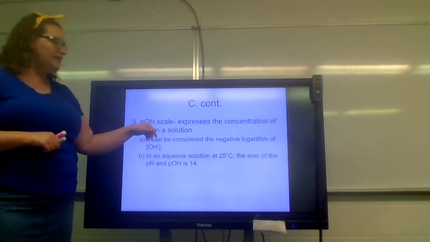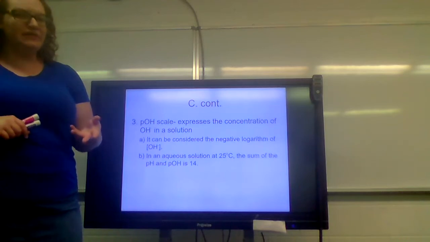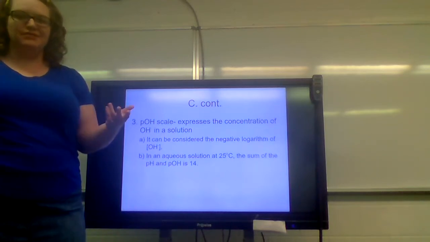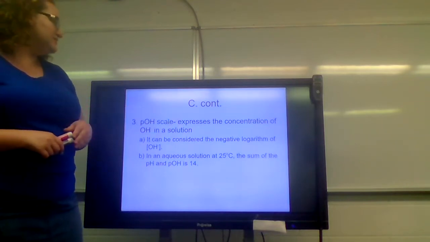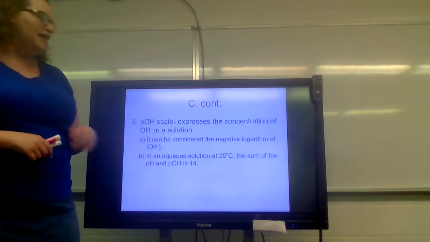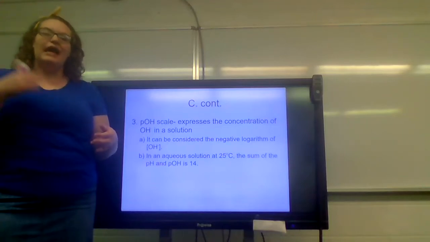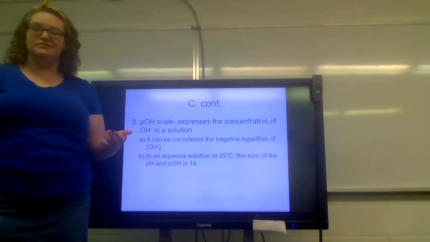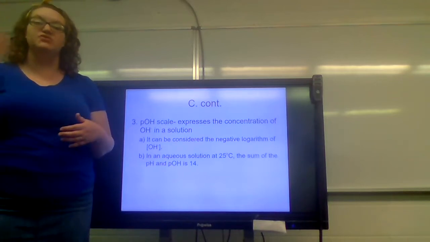All right, the pOH scale. Now this is that scale that I told you guys people don't really refer to a whole lot. We don't ever really talk about it until you get to chemistry class. The pOH scale expresses the concentration of OH, or the hydroxide ions, in a solution. So basically the pOH scale looks at how much of a base is present in the substance. What is the natural tendency of this substance to turn into a base?